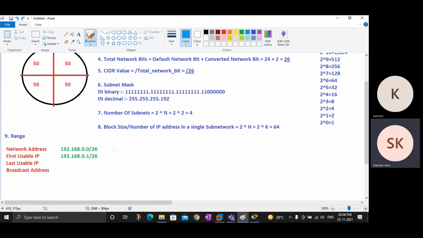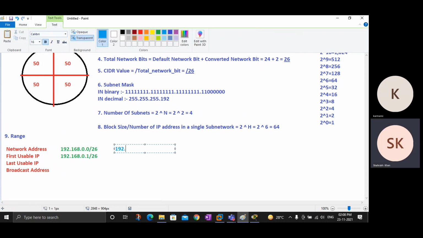So what you need to do is take the value from the block size, the 64, and add it in the IP address in the last block, in the block where the subnet mask is not reaching 255. So if I add 64 in 0, what will we get? 64. 192.168.0.64. This here will be the network address for the second subnetwork.